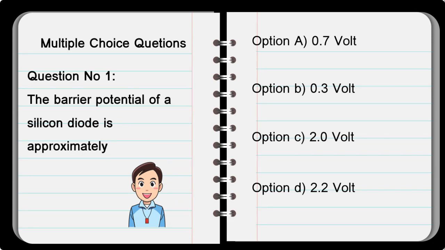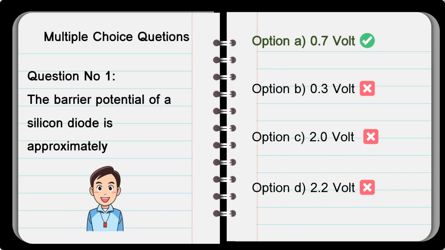Question number 1. The barrier potential of a silicon diode is approximately how many volt? Option A, 0.7 volt. Option B, 0.3 volt. Option C, 2 volt. Option D, 2.2 volt.